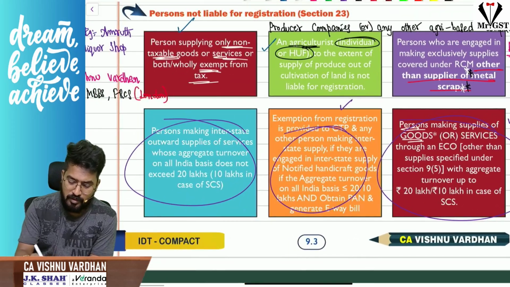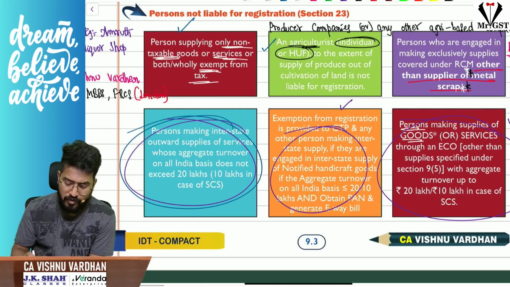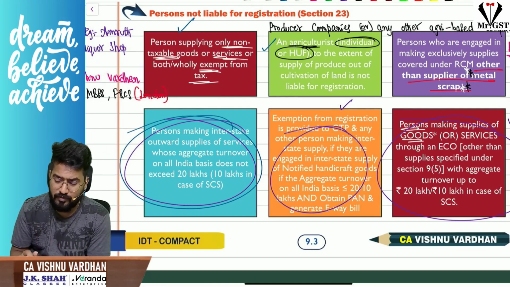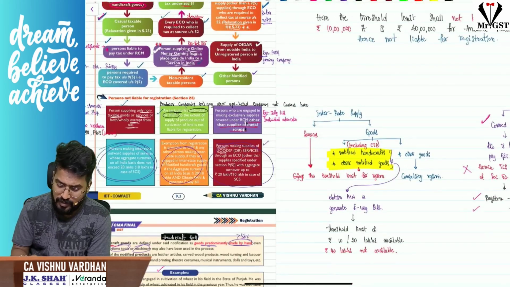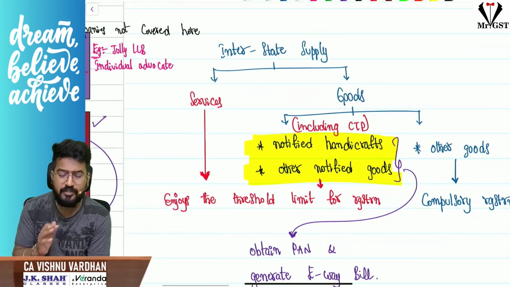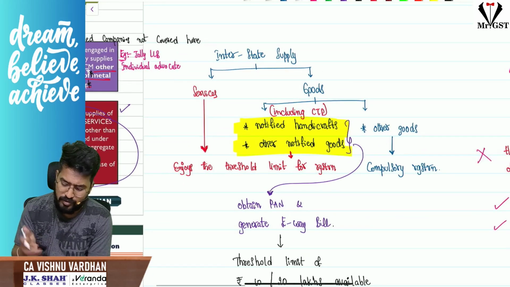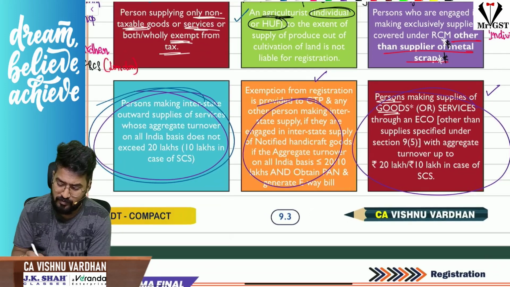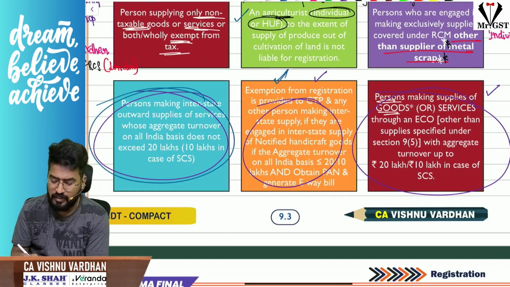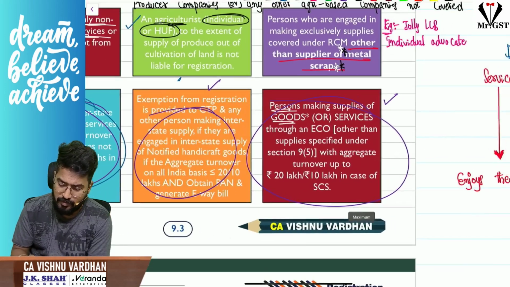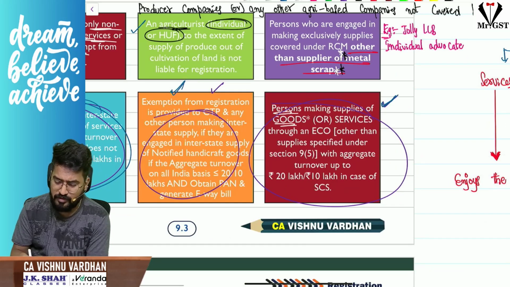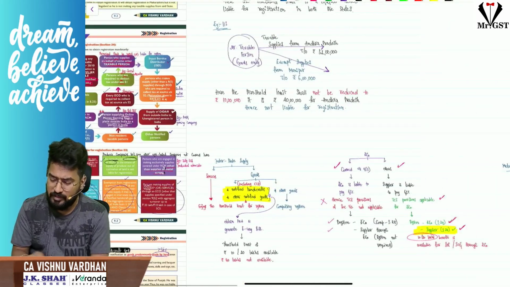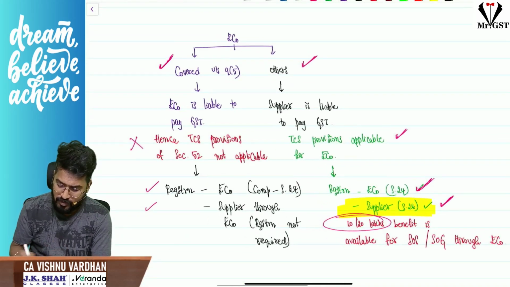Next, persons making interstate supply of services can enjoy the threshold limit of 10-20 lakhs. That is what we have discussed here. So if you are making interstate supply of services, straight away you can enjoy the threshold limit. But if you are dealing with goods, you should definitely go for compulsory registration. Otherwise, in case of notified handicraft goods, all that stuff. This point is also already discussed, regarding notified handicraft goods. And any person making supply of goods or services through an e-commerce operator, that is what we have just now discussed. Sir, through an e-commerce operator, this point is what we have understood.